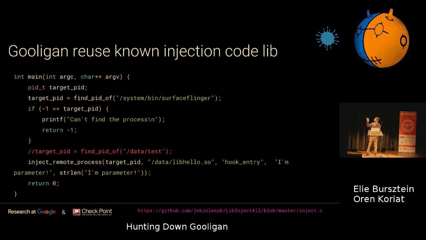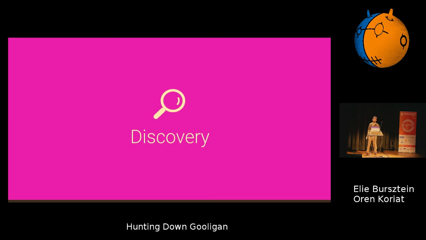So the injection module that they used was also not code that they developed themselves. This is open source code that you can find in different GitHub repositories and in many Chinese blogs. So you can see that you have some kind of helper method that you can provide an app. It will give you the PID, and then you use this PID to inject a shared object, just like Gooligan does.